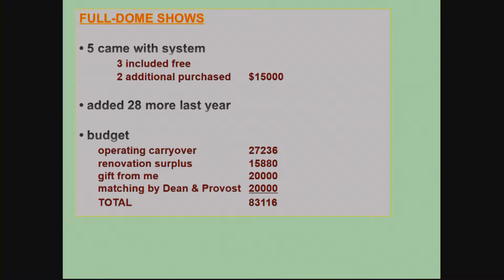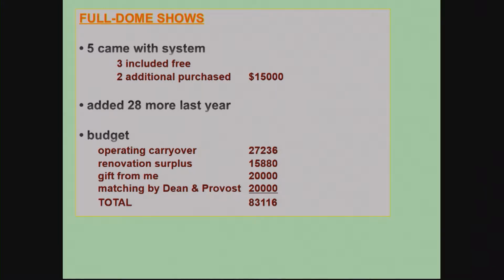I would have liked to have spent more, but I wanted to make sure we didn't run out of renovation money. So once I had all of the classic shows encoded, then I turned my attention to building up a roster of full dome shows. And they're expensive, so I needed a budget. So we had roughly $27,000 of operating budget carryover at hand.